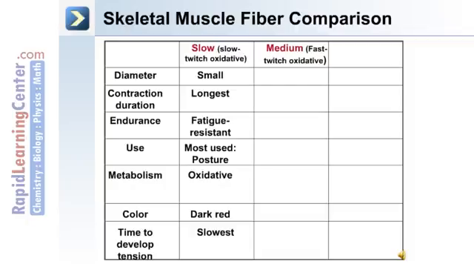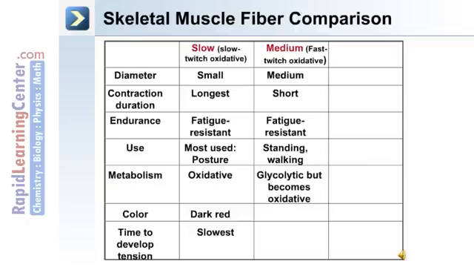Next are the medium or fast twitch oxidative fibers. These are medium diameter fibers with short contraction duration. These are also fatigue-resistant fibers. Their use would be for standing and walking. They use glycolytic metabolism, but it becomes oxidative. Their color is pink, and they have an intermediate time to develop tension.